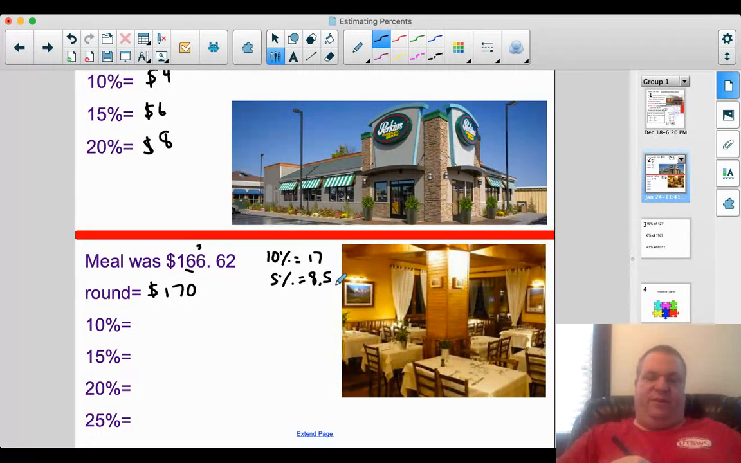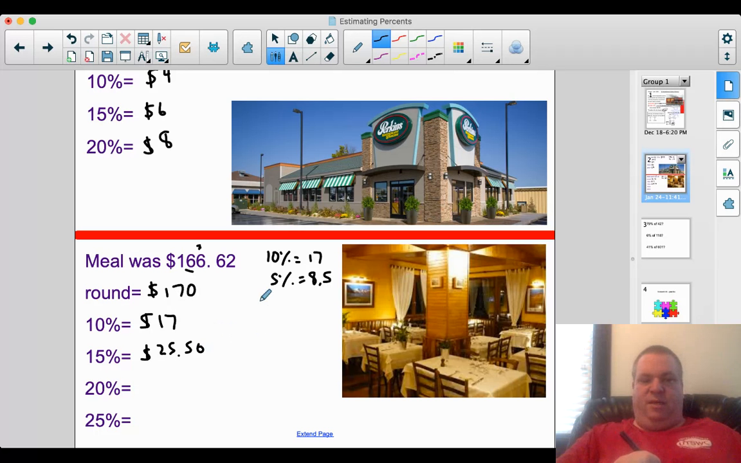So 8.5. Okay. So if I want to tip 10%, 10% is just that 17. 15% was 10% plus another 5%. So 17 plus 8.5 gives you 25.5, so $25.50.